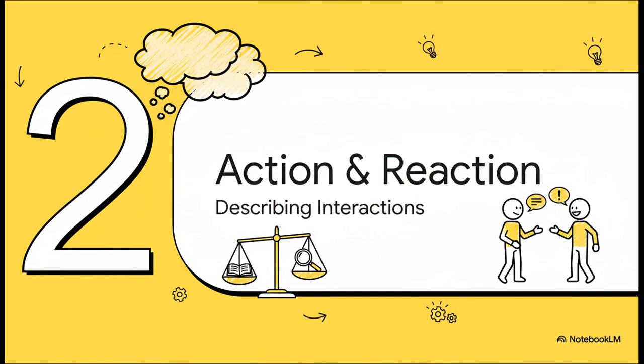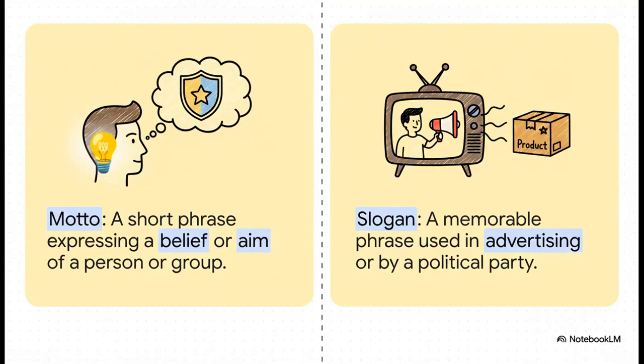All right, let's switch gears. We've talked about work, so now let's talk about how we act and react in our daily lives. You know, how we communicate with each other, respond to things, and make judgments. This is one that trips people up all the time. A motto is personal. It's about what a person or a group believes in. Think of something like, be prepared.